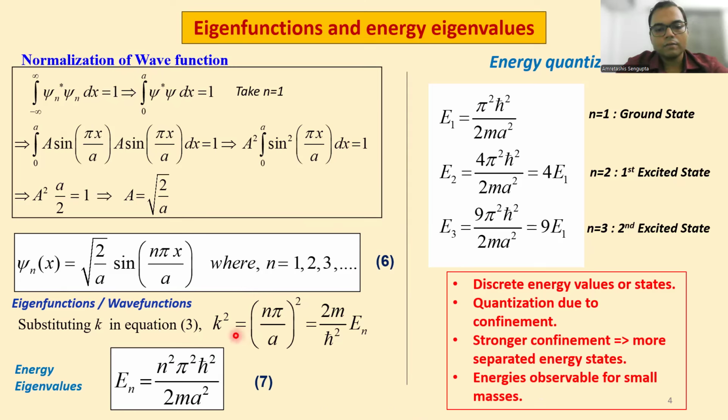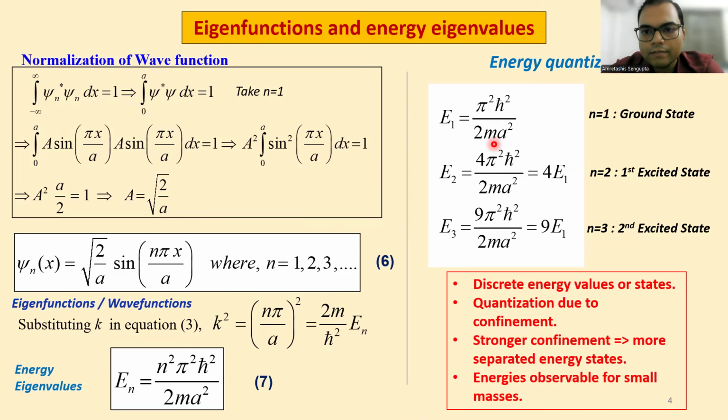Since we know k is n pi by a, we use that and equate it with the previous relation in equation 3. We find the energy eigenvalues, which give us the energy for the nth state, E n, equals n squared pi squared h cut squared by 2 m a squared. So here is a key concept of energy quantization: the energy is no longer continuous like for a free particle, but has now become discrete.